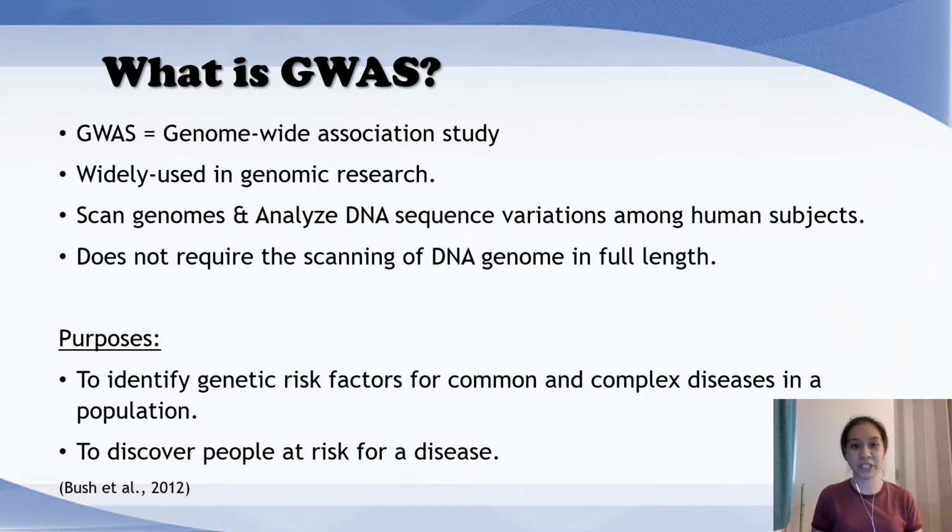The Genome-Wide Association Study, or GWAS, is a widely used approach in genomic research because it allows for scanning of the human genome as well as analyzing the DNA sequence variations among a vast number of human subjects, whereby only about 500,000 to 1 million out of the 3 billion nucleotides in each genomic DNA will be genotyped and subsequently studied, which in turn identifies the genetic risk factors for common and complex diseases in a population, as well as identifying individuals who are at risk for a particular disease.